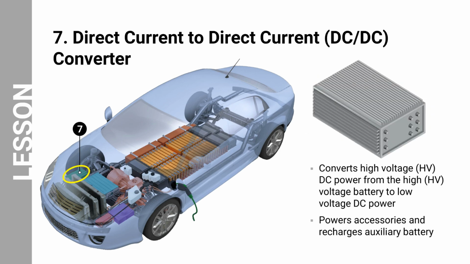Let us now look at the next component, the direct current to direct current, abbreviated as DC to DC converter. It is also referred to as a voltage regulator and voltage conductor. So, what is a DC to DC converter? The DC to DC converter is a device that converts a source of direct current from one voltage level to another. It converts the high voltage DC from the main battery pack to a low voltage DC that is suitable for powering the vehicle's auxiliary systems and charging the 12-volt battery.